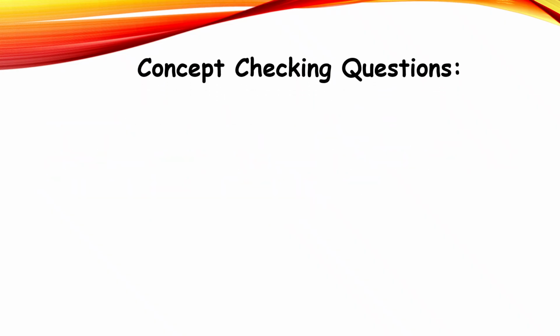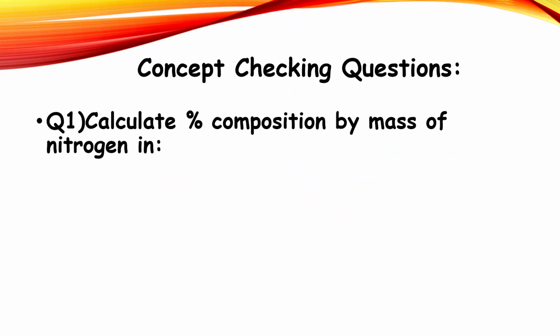Let's go for our first concept checking question. The question is calculate percentage composition by mass of nitrogen in sodium nitrate. This type of question is usually of 2 marks. 1 mark is allocated for the calculation of mass of the compound and 1 mark is allocated for the calculation of percentage. So in the first step we are going to calculate mass of sodium nitrate. So we'll write mass of sodium nitrate in grams.